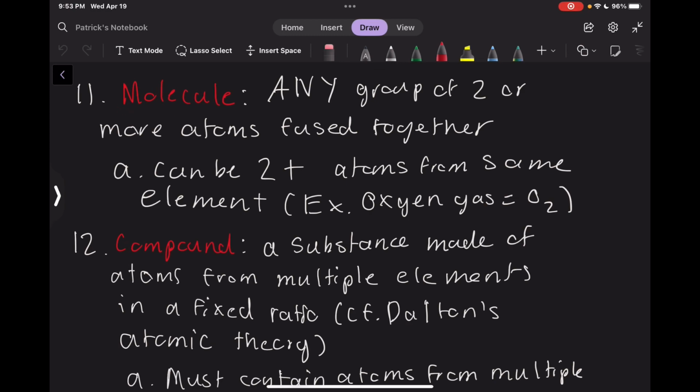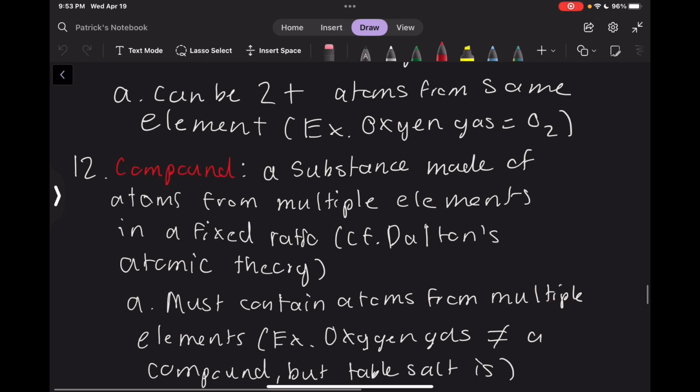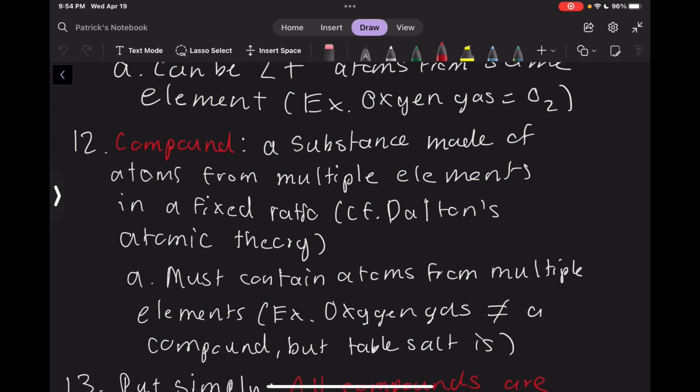On the other hand, a compound is a substance composed of atoms from multiple elements fused together in a fixed ratio. We can cross-reference Dalton's atomic theory on this. The 4th point of Dalton's atomic theory states this exact same concept, and we discussed this very briefly in the last video. Ultimately, there are 2 important parts of this definition. Firstly, there's the idea that a compound is made up of atoms belonging to different elements. The implication of this is that a substance like oxygen gas would not be considered a compound because it only contains 2 atoms from the same element.